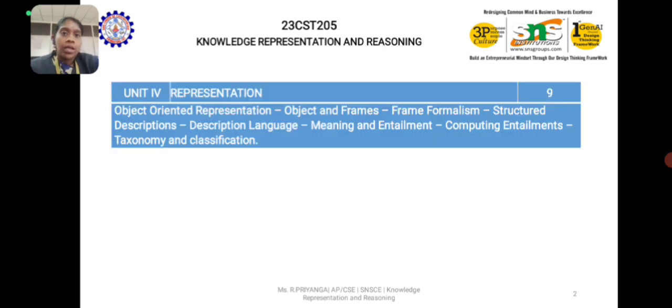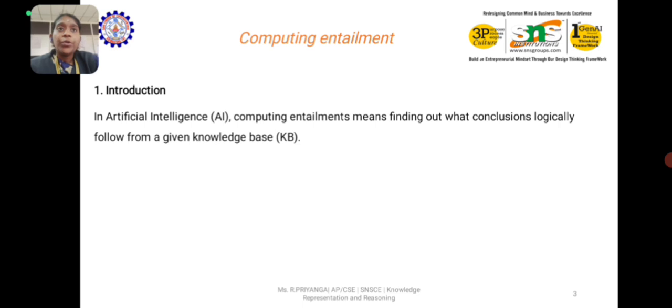Okay, today we're going to see computing entailment in artificial intelligence. What is computing entailment? In AI, computing entailment means figuring out what conclusions we can draw from a set of facts, rules, and knowledge. This helps AI systems make decisions or solve problems by understanding what logically follows from the given information.